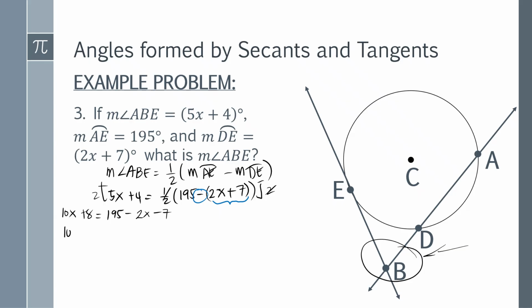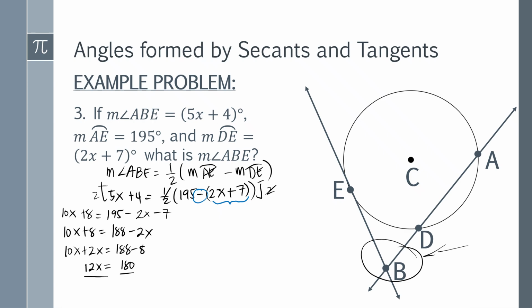Then simplify, we have 10x plus 8 equals 195 minus 7, which is 188. So 188 minus 2x. Then you have to transpose. We have here 10x plus 2x equals 188 minus 8. And 10x plus 2x is 12x equals 188 minus 8, which is 180.